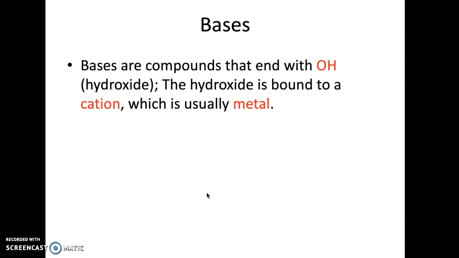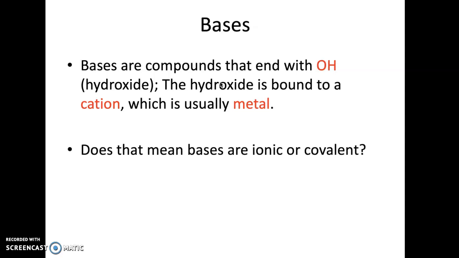So anyway, bases are compounds that end with OH. If I were to look on the back of my periodic table, I would find OH in the polyatomic ions, and it's called hydroxide. So that hydroxide is usually bound to a cation, which is usually a metal. So does that mean it's ionic or covalent? If you're guessing the trend here, it means they are ionic.